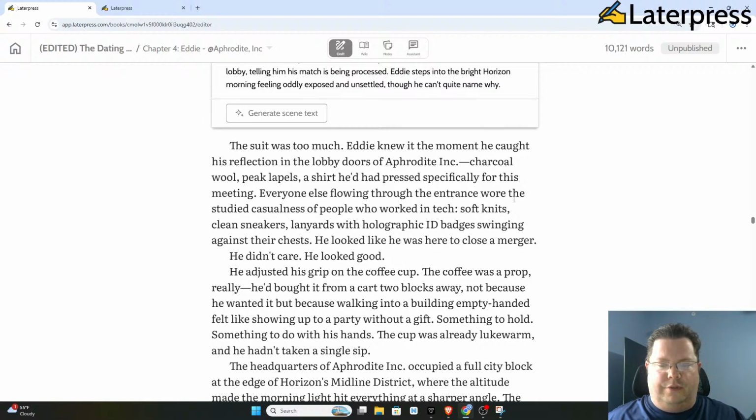Everyone else flowing through the entrance wore the studied casualness of people who worked in tech, soft knits, clean sneakers, lanyards with holographic ID badges swinging against their chest.